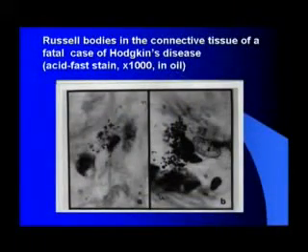So here we see an example of what I consider Russell bodies. And don't forget, pathologists do accept the fact that there are Russell bodies. It's just that they don't accept that they are microbial. Most pathologists seem to agree that Russell bodies are immunoglobulins of sorts. But this particular slide was taken from a teenage Mexican-American girl who died of Hodgkin's disease.